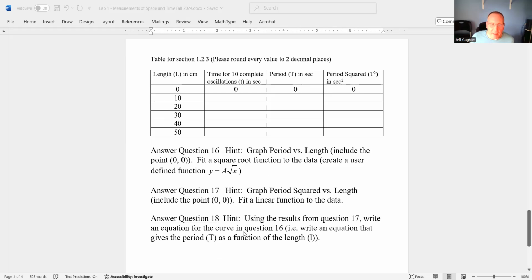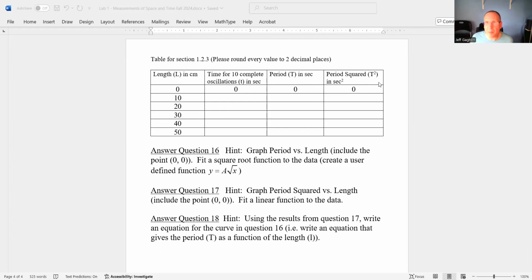And then question 18, and I want to go over question 18 first, actually, says using the results from question 17 when you plot period squared versus length, we want you to come up with an equation that gives the period as a function of the length. So we want an equation that gives you the period in terms of the length, okay? So let me help you with that first, and then these questions will make more sense. Let me explain how this works.